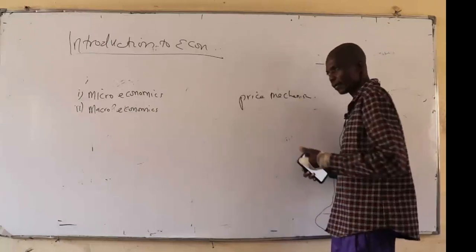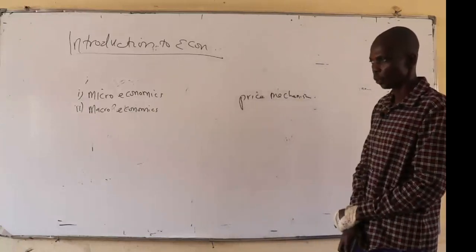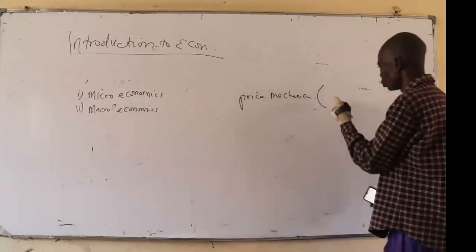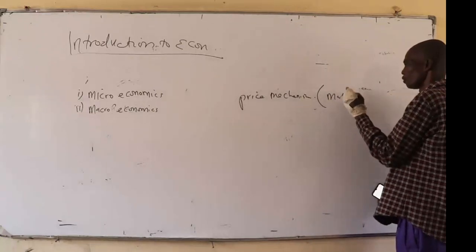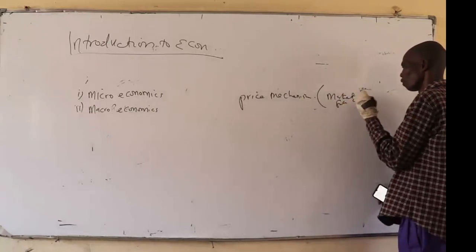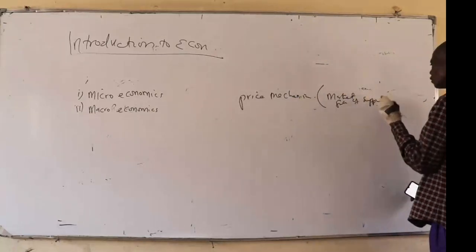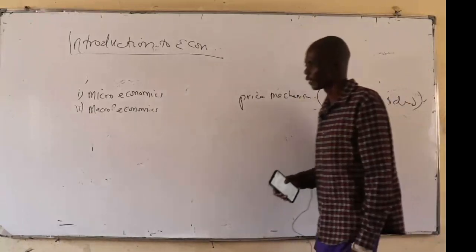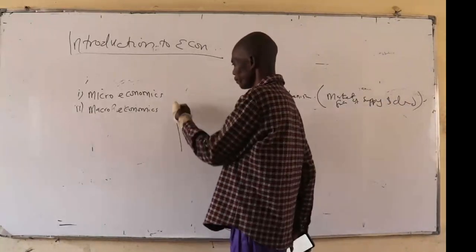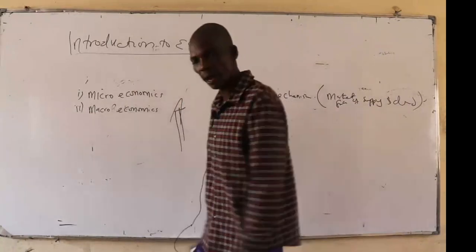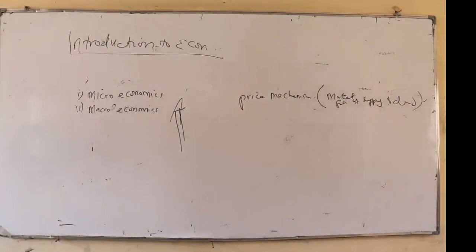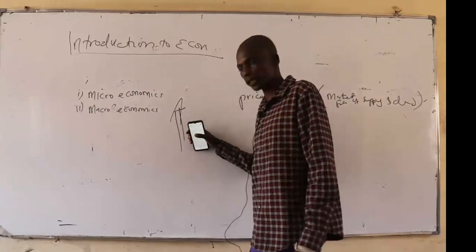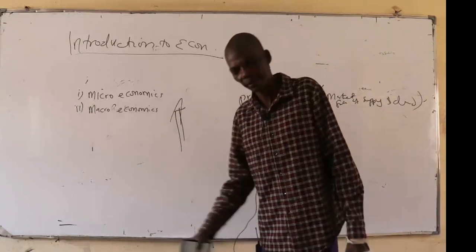So this is basically a hidden hand, which dictates resource allocation. This price mechanism operates through what we call market forces of supply and demand. For example, if the price of an item is going up, it is a signal for the producers to shift their resources to producing that product because there are consumers for it. There's a demand for it.